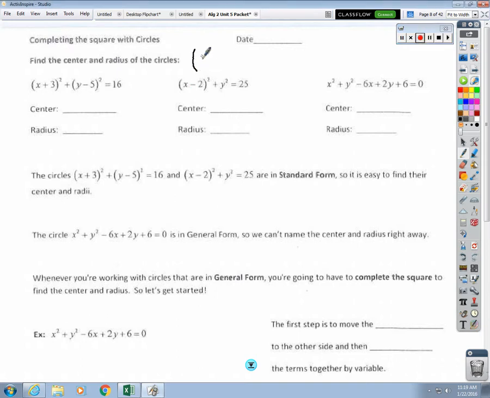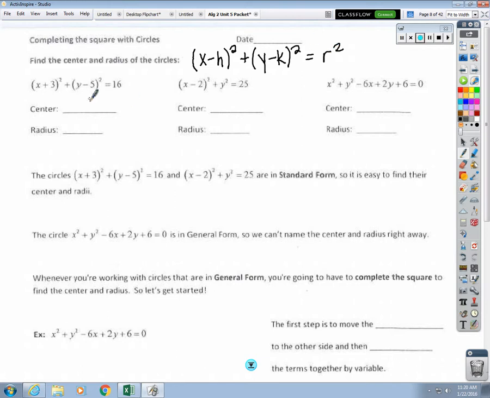Parentheses. H, K, Y, square. No, x minus h squared plus y minus k squared equals r squared. Now, if you look at your h value and your k value, you know the center of the circle. If you look at your ending value, the constant, you can find the radius from that.